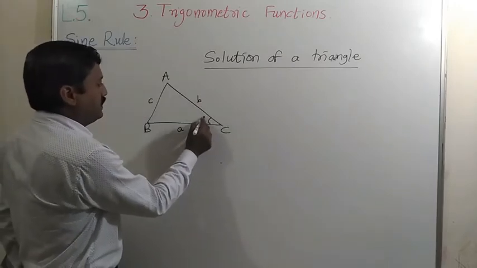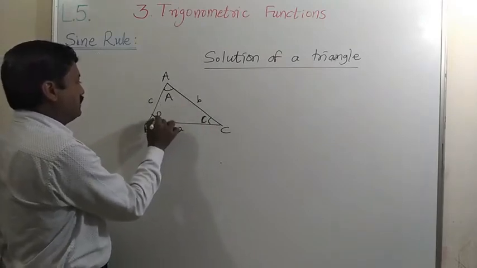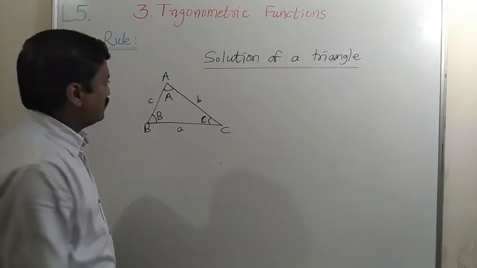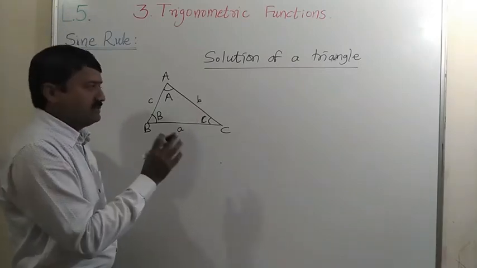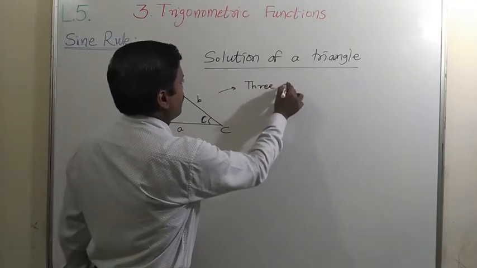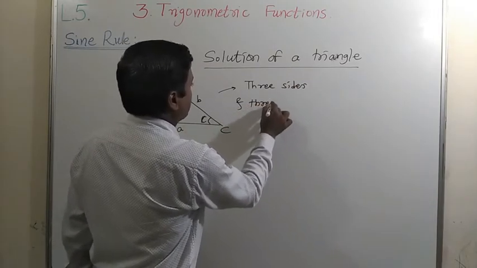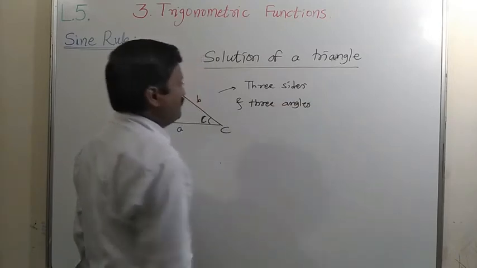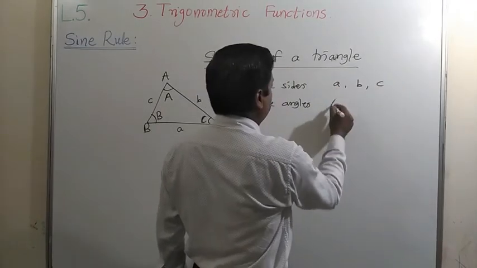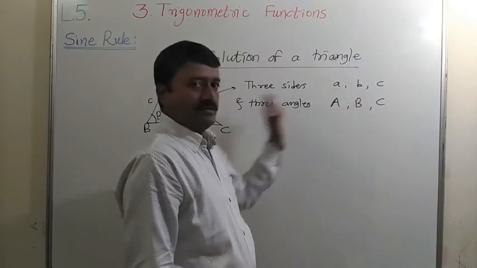Angles are denoted by their names themselves. So this is angle C, this is angle A, and this is angle B. These are our conventions, given by Euler. Now, what is meant by the solution of a triangle? For this triangle we have three sides and three angles. So we have these 6 elements: three sides a, b, c, and three angles capital A, B, C. These are the elements of a triangle.